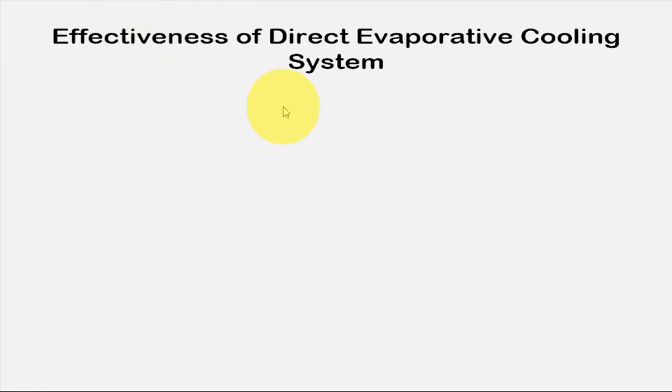So effectiveness of a direct evaporative cooling system is nothing but effectiveness is equal to the difference between the temperature of outside air minus the temperature of supply air, upon the difference between the temperature of outside air minus the wet bulb temperature of outside air. So this is called the effectiveness of a direct evaporative cooling system.